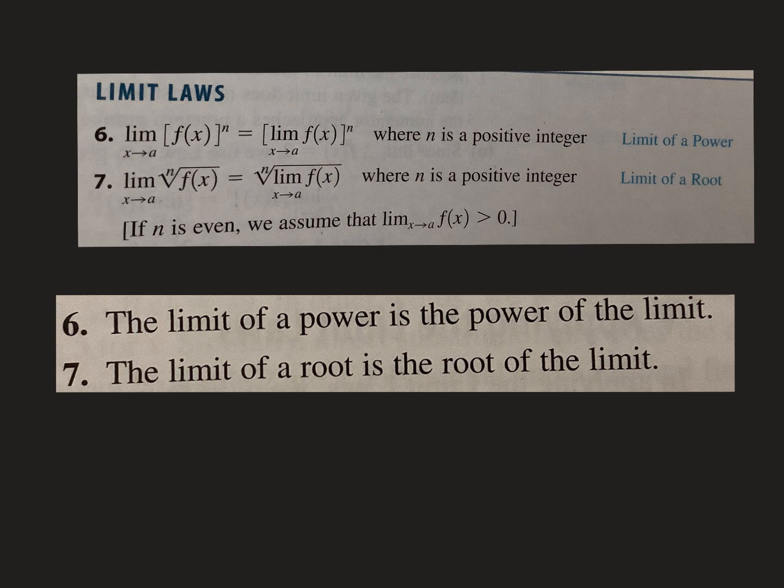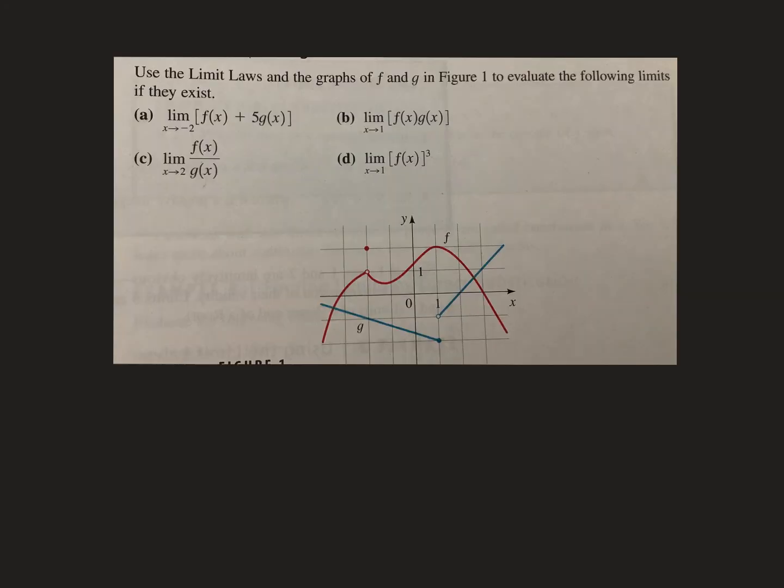All right, 2 more. If you have a limit of a function that is raised to a power, you can find the limit first and raise your limit to the power. If you have a limit of a root of a function, you can find the limit of the function and then take the root. So again, in words, the limit of a power is the power of the limit. The limit of a root is the root of the limit. So you're basically saying you can break it up and do the operation last. Okay, let's try a couple using the graphs.